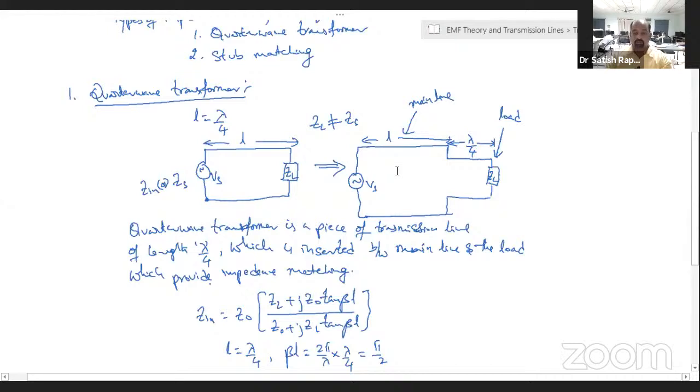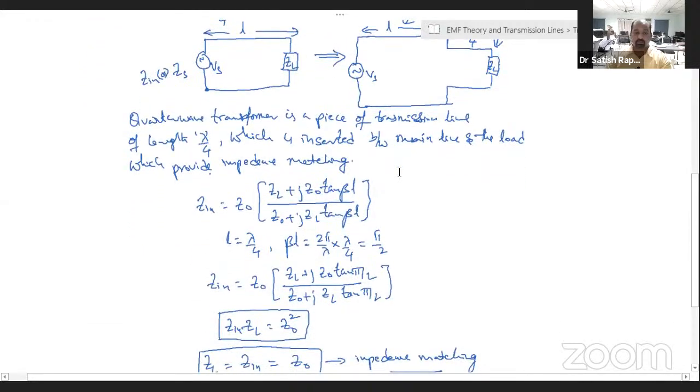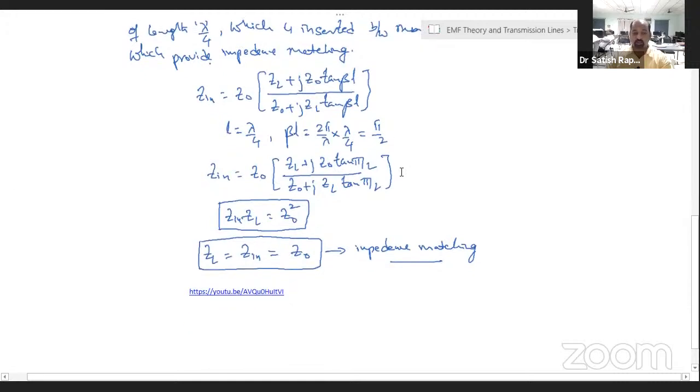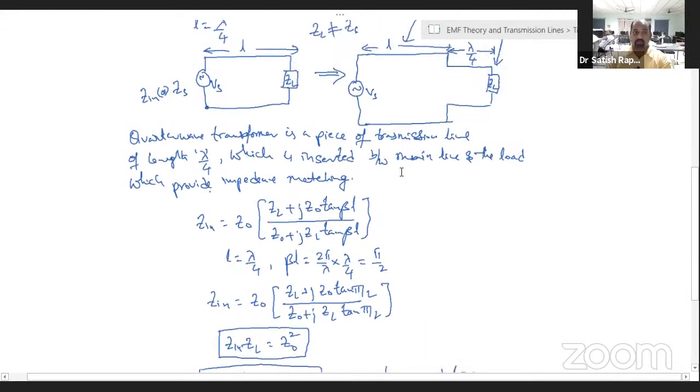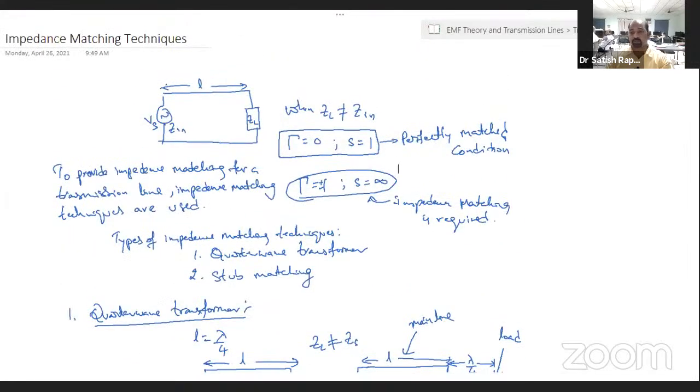What is meant by quarter wave transformer? A piece of transmission line of length lambda by 4 is inserted between the load and the main line. It is called a quarter wave transformer, quarter wave because the length of the section of transmission line is lambda by 4, and transformer because it transforms the impedance. How it provides impedance matching, we have derived and discussed mathematically in our last class, right?